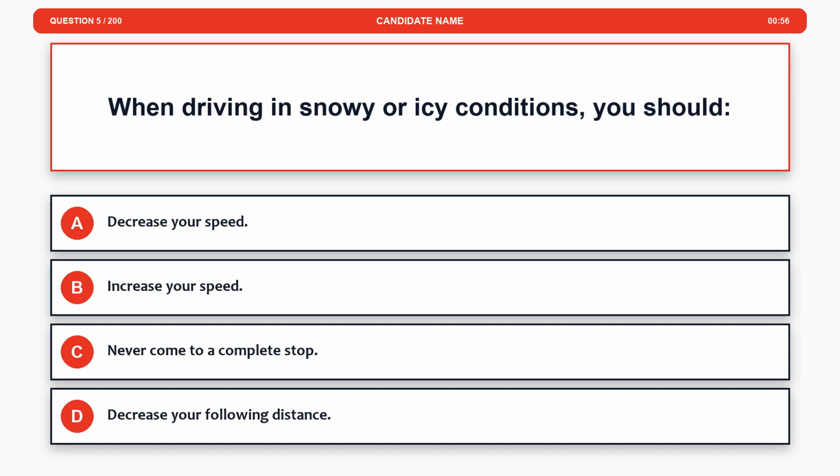Question 5. When driving in snowy or icy conditions, you should Option A. Decrease your speed. Option B. Increase your speed. Option C. Never come to a complete stop. Option D. Decrease your following distance.